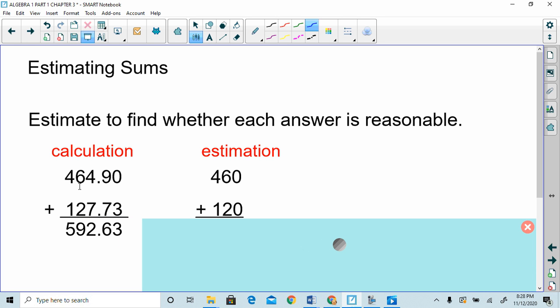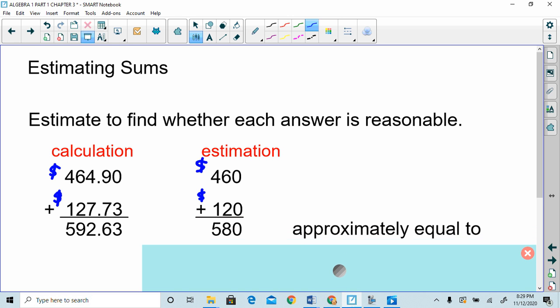And then I'm rounding 464.90 to, and again, I'm assuming this was money. I didn't put a dollar sign, but I'm going to assume this was money. Okay. I'm going to round it to 460. And then I'm going to take the second one and round to the nearest tens as well, get 120, and I see that I get 580, so it's approximately equal to 580, which is pretty reasonable.